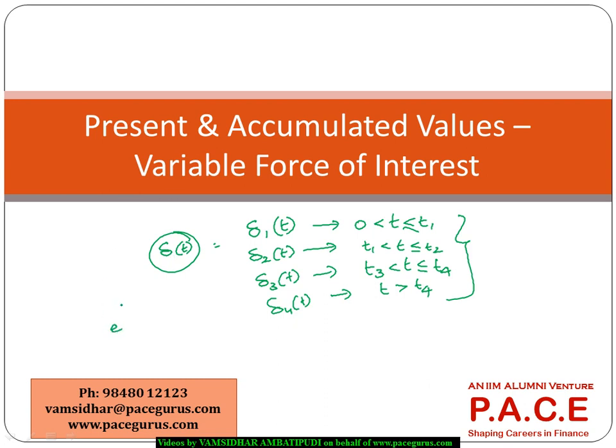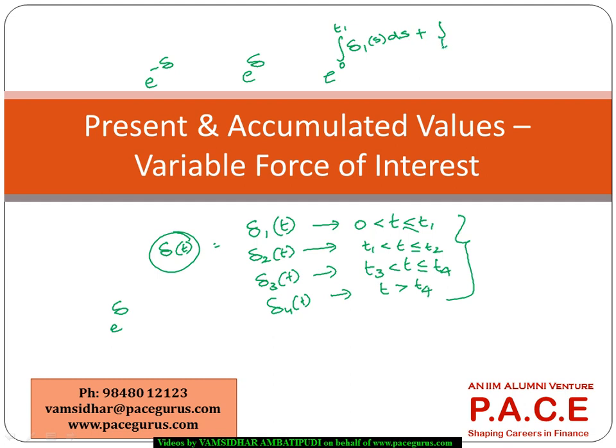For us, the accumulation factor is e power delta. When I want an accumulation factor, I'll take it as e power delta, and when I want a present value factor, I'll take it as e power minus delta. Because it is continuous over the entire period, in the power of e, I'll integrate delta 1 of s ds between 0 and t1.